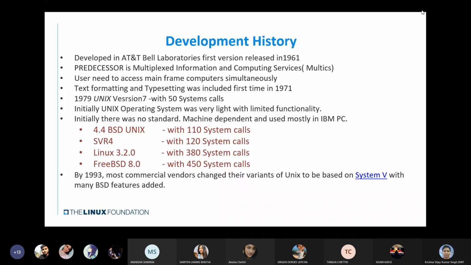And you just look into that. 4.4 BSD Unix, 110 system calls, then SVR4 System V Unix, 120 system calls, Linux 3.2, 380 system calls, FreeBSD 8.0, 450 system calls. So this is how the number of system calls has increased, and if we are increasing the system calls, that means the size of the kernel is going to increase.